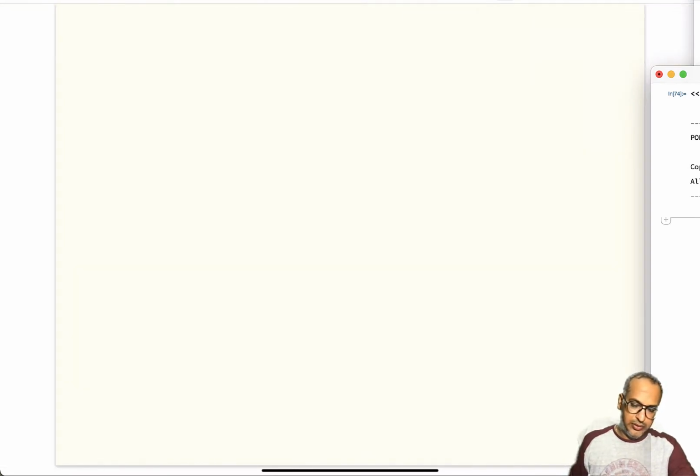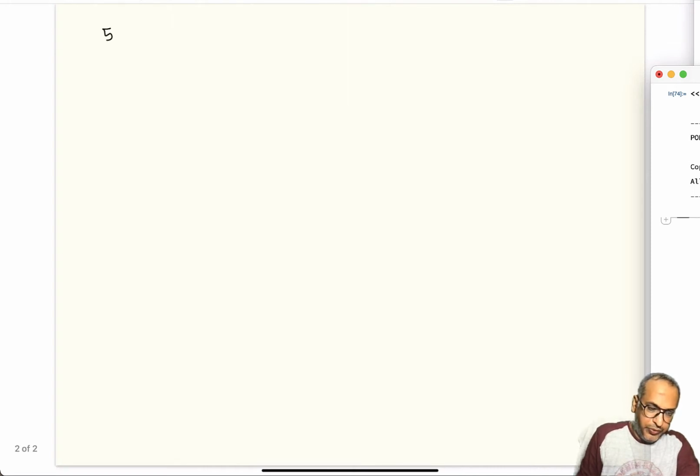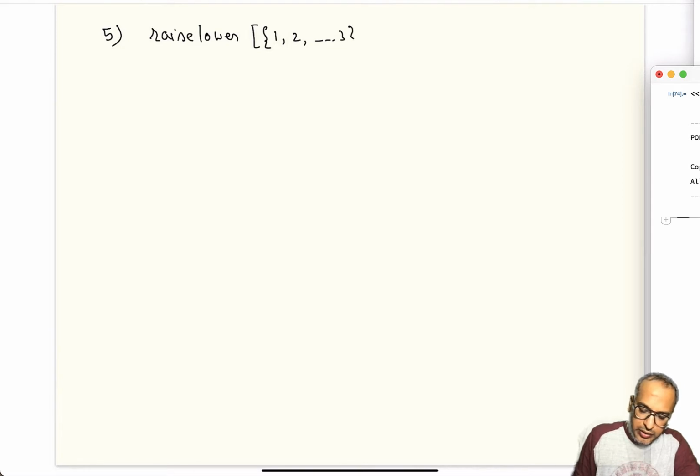Then, so we had how many? 4 commands listed so far. So fifth is raise lower. The raise lower command is executed like this. So you have 1 2 3 in square brackets and inside curly brackets. So this is done to change the basis.